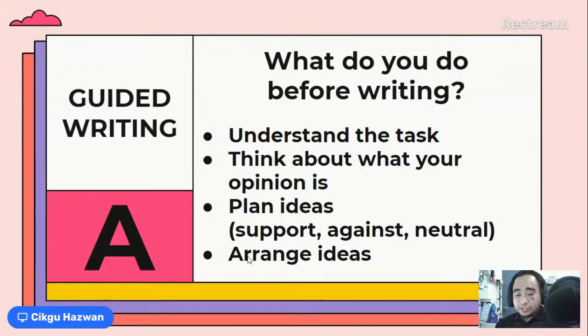And then arrange the ideas. This is where we do the arrangement. So arrangement, just now I said prioritize which one to go first. That's why it is important for us to plan. When we plan, we know which idea should go first. The one with more elaboration, you put first. If you have less elaboration, less example, put it in the second. Put it in the second priority.